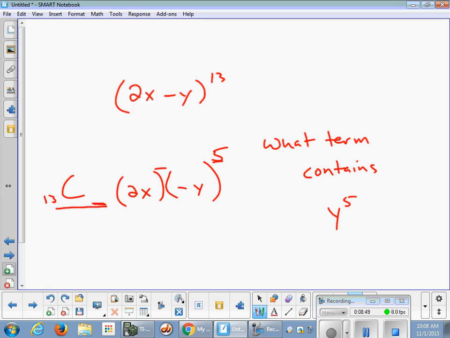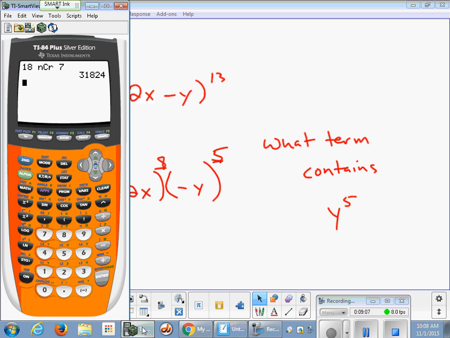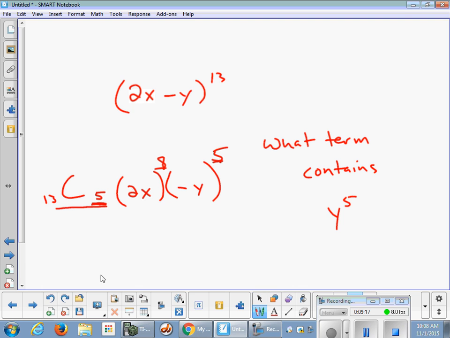That's easy. These two have to add up to 13, so this must be an 8. And this one can be either of these exponents, 8 or the 5. It'll be the same answer. 13 choose 5 is fine. So now I can go to my calculator. 13 choose 5 is 1,287.